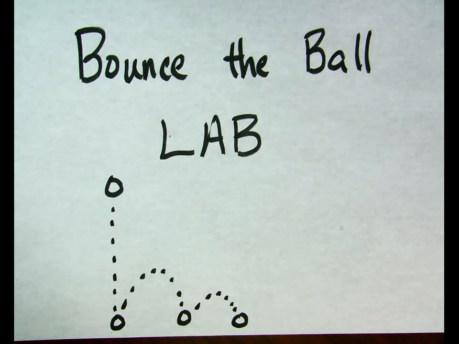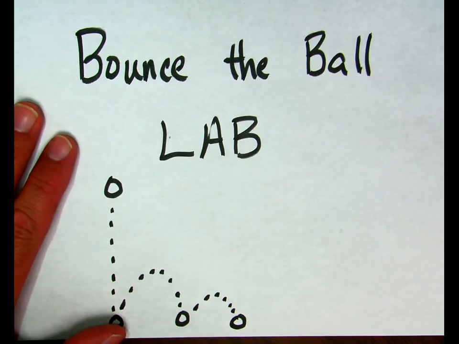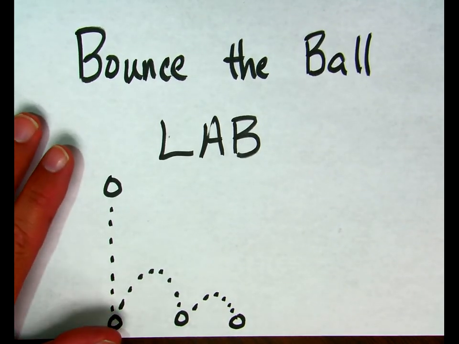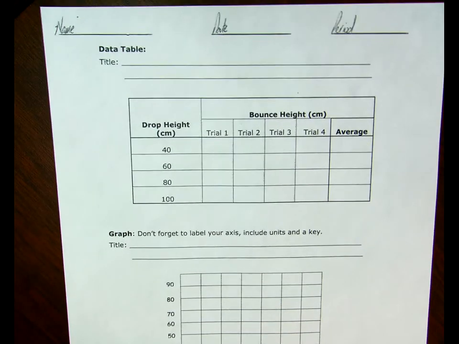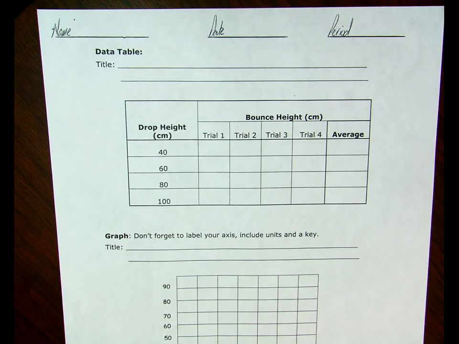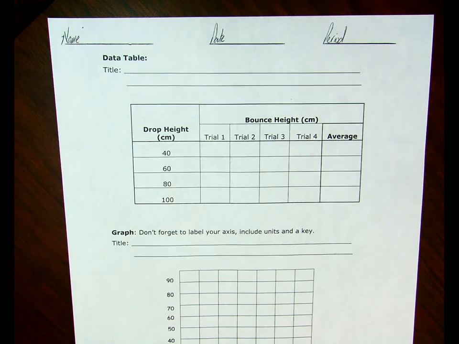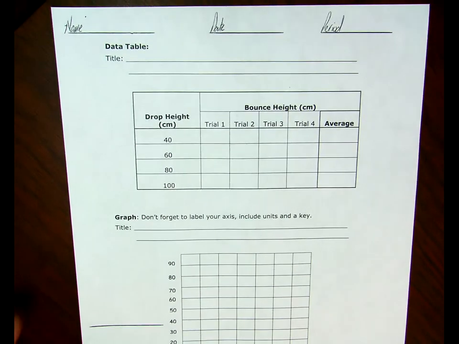All right, so today we're going to be doing the Bounce the Ball lab. Some information that you're going to need to know for today's lab. The big thing that you're going to need to have is your data sheet. Now, your data sheet was glued into your interactive notebook. If you don't have a copy of that, it's no big deal. You can just go to the website and print one off.